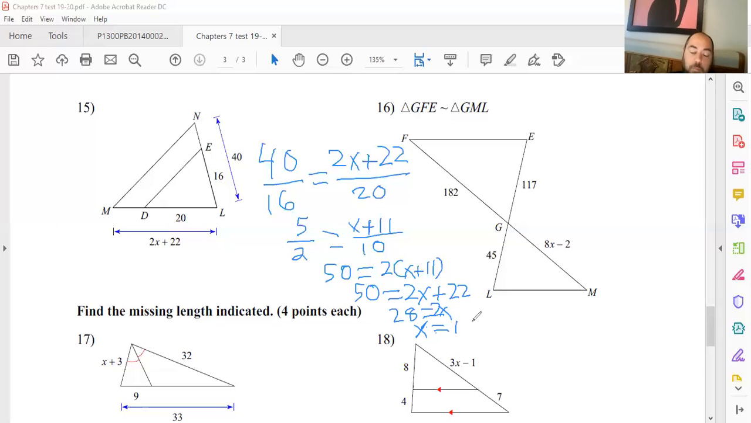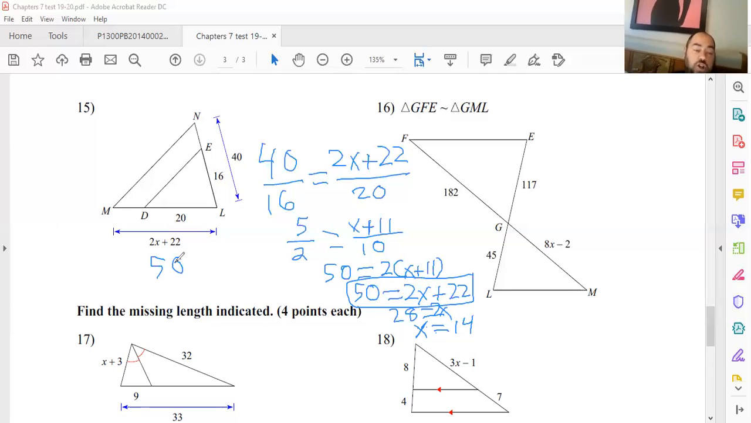Now here's kind of the cool thing. I don't even need to know x, which is part of the problem. But check this out. Right here, I have 2x plus 22 equals 50. So I know that equals 50. I could also plug 14 back in. 14 times 2 is 28. 28 plus 22 is 50.